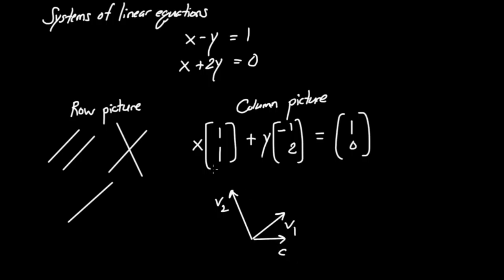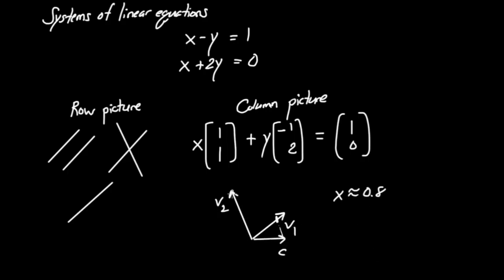You can get a sense of what the solution pair x, y is going to look like in the following way. What I'm going to do is start at the arrowhead of C, and draw a line parallel to V2, which is going to land somewhere on the V1 vector. I'm going to take a look there, and that looks approximately, let's say, 0.8 times V1. So that tells me x is going to be approximately 0.8.